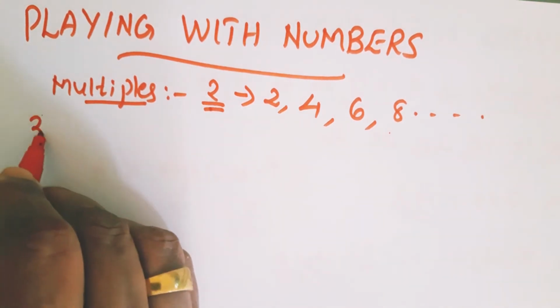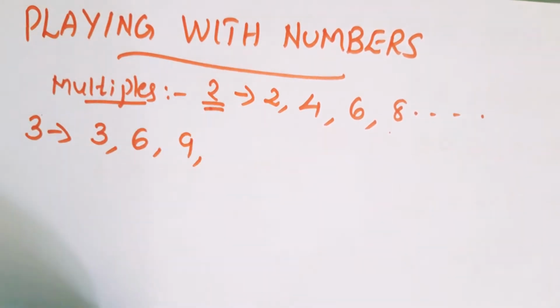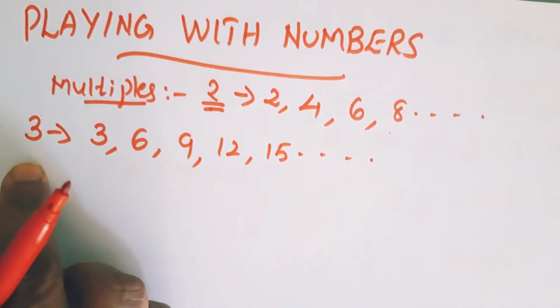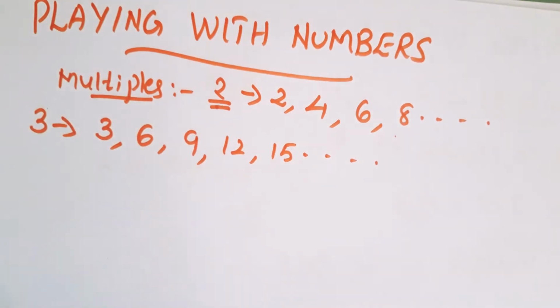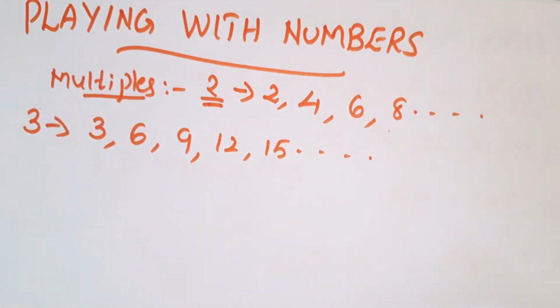And if I take the number 3, 3's multiples are 3, 6, 9, 12, 15, etc. So 1 3 is 3, 2 3s are 6, 3 3s are 9, 4 3s are 12. So these are all multiples of 3. What you have to remember is that multiples are infinite, because this table we can continue. Numbers are infinite, so we can continue the table up to whichever number we want. That's why we say multiples are infinite.